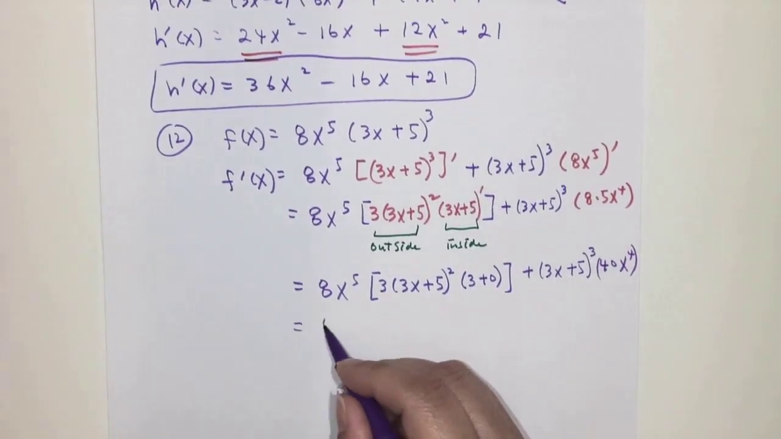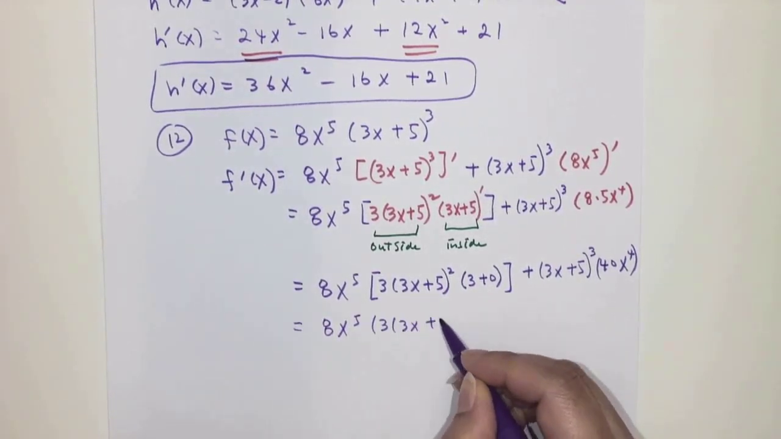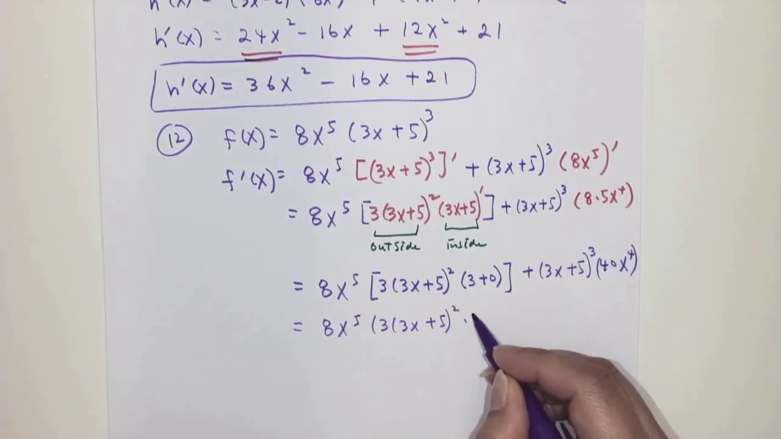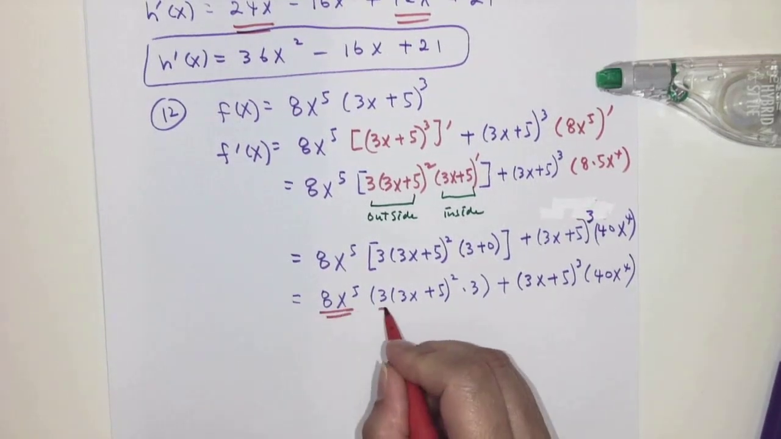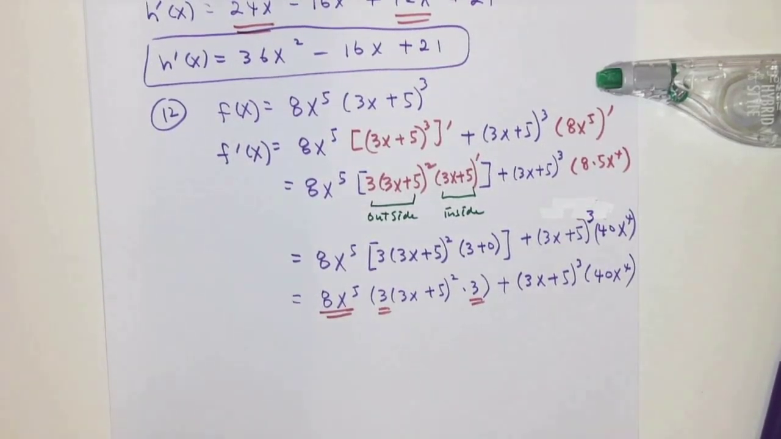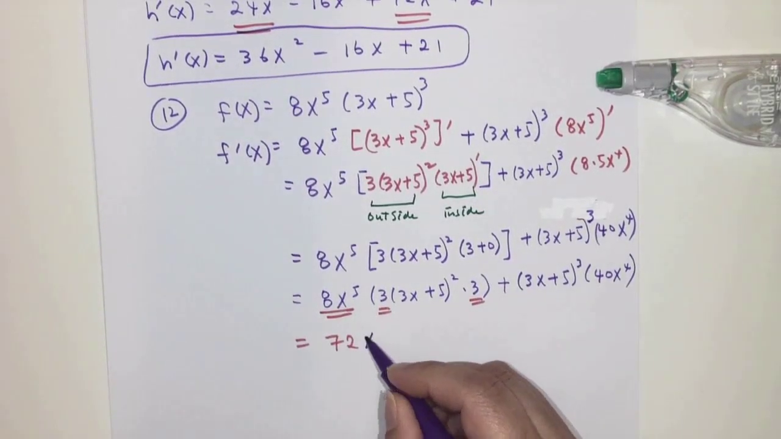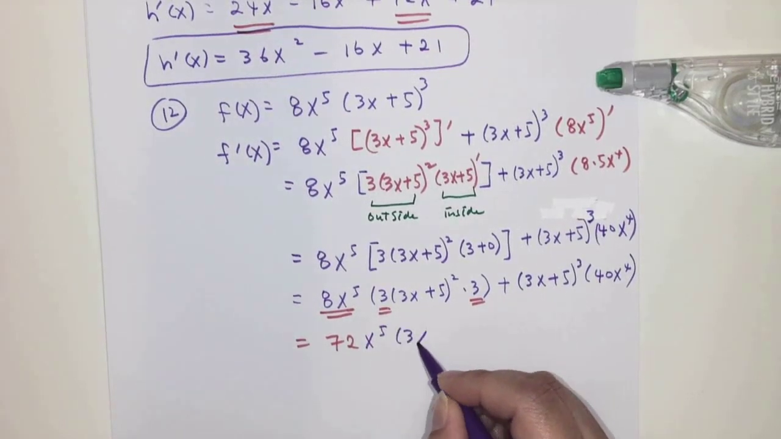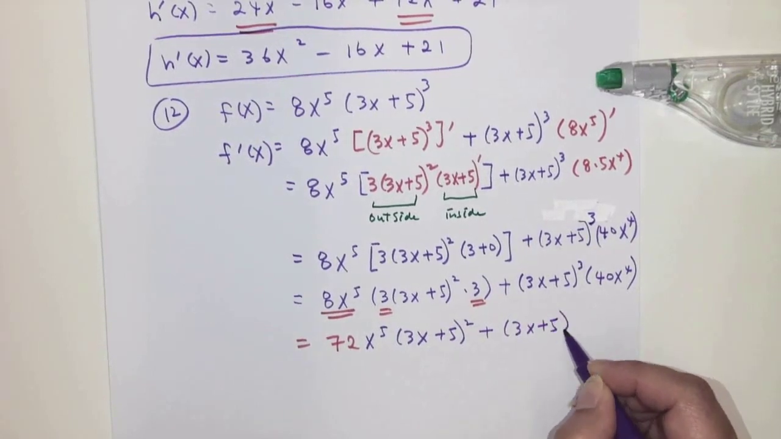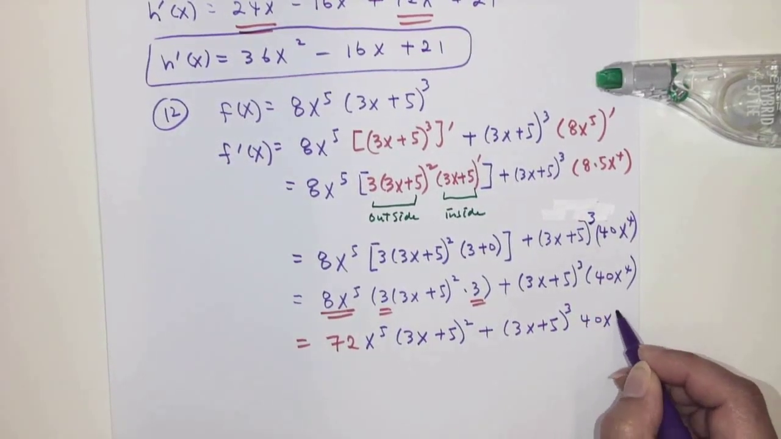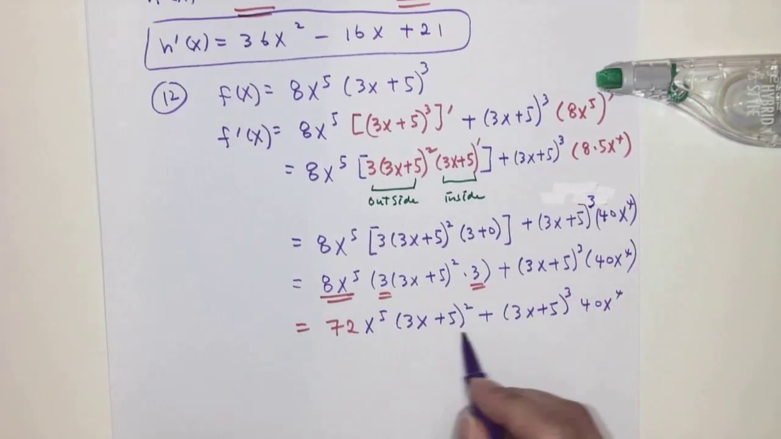So clean that up slightly. 8x to the 5th, need to multiply 3 times 3x plus 5 squared times a 3. Alright, it looks like we can multiply all these numbers together. 8 times 9 basically is 72x to the 5th. This is 3x plus 5 squared plus a 3x plus 5 cubed, and then 40x to the 4.